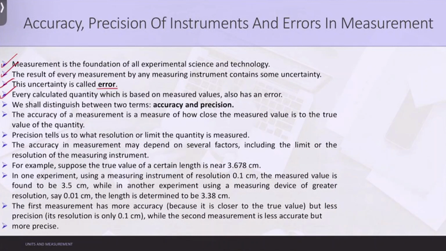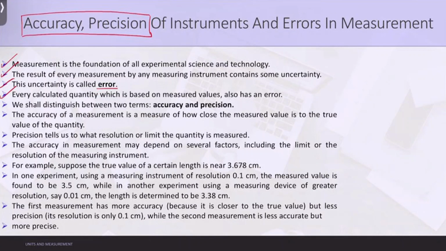We shall distinguish between two terms, accuracy and precision. You need to understand these two terms very carefully. Don't make the mistake of understanding these two things as the same thing. Both things are different. Even after explanation, if you cannot understand, I will try to use some diagrams also to make you understand much more clearly. For now, let's understand everything which is written.